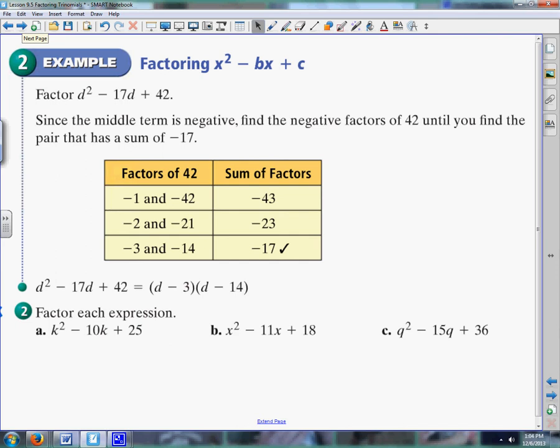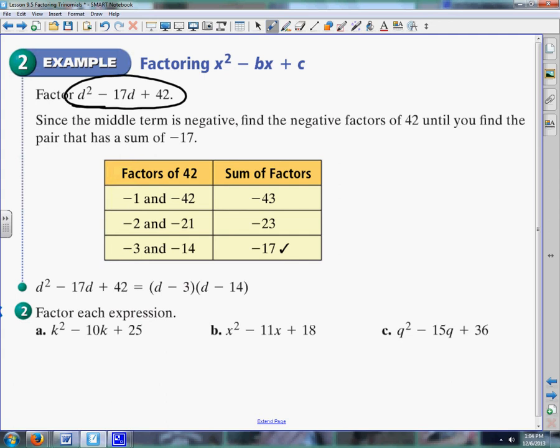Now, this is for if the subtraction sign is the first sign. So if you look at this one, it says d squared minus 17d plus 42. It's a little bit different. You're still going to look for your factors of 42. So 1 and 42, negative 2 and negative 21, and negative 3 and negative 14.